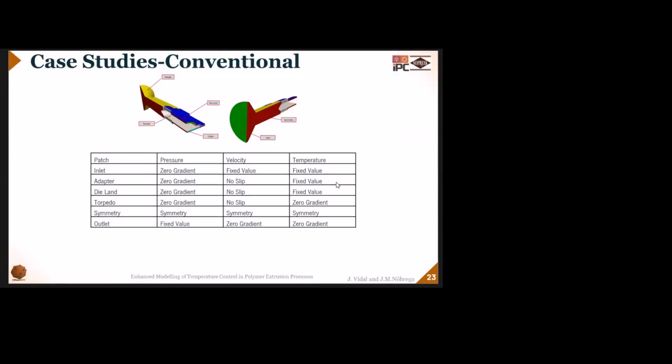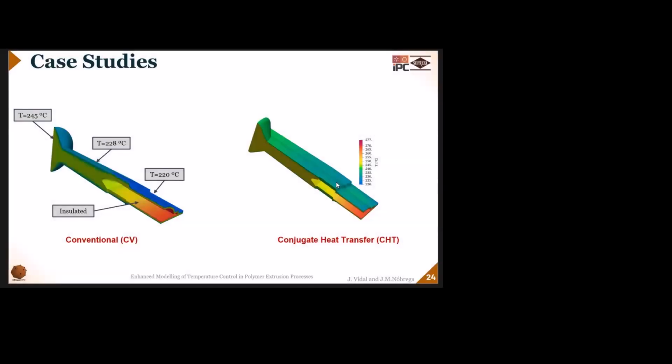Then we assess the flow channel in the conventional way. The typical, as already told previously, we fix the temperatures in the flow channel walls, we fix the inlet velocity, and then we compare the temperatures, the results. And we can see that in the conjugate heat transfer model, we got higher temperatures than the one set in the current state-of-the-art simulations.